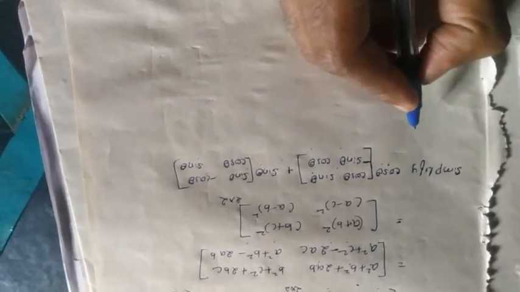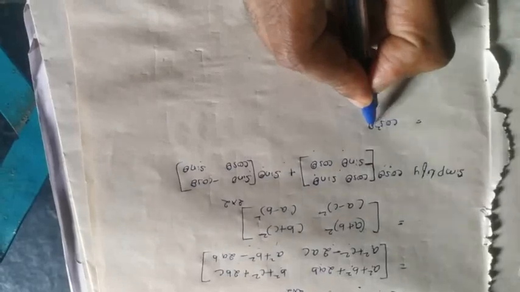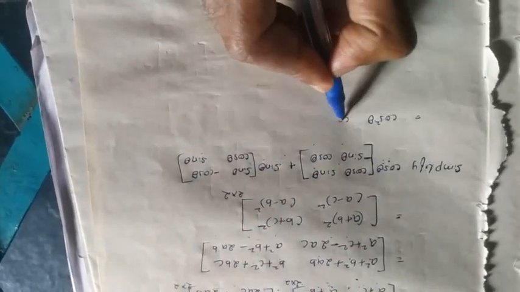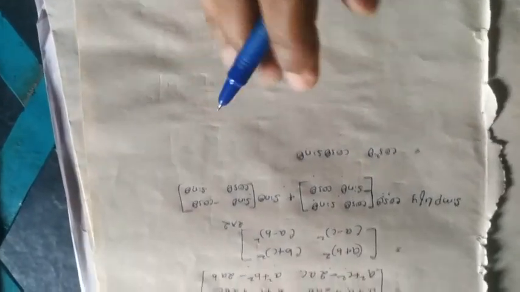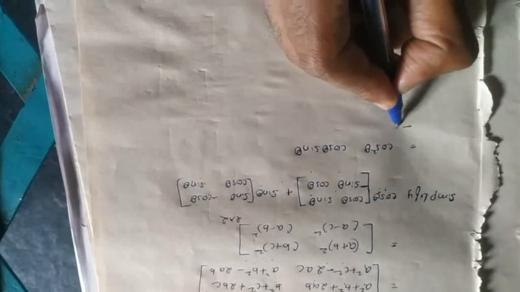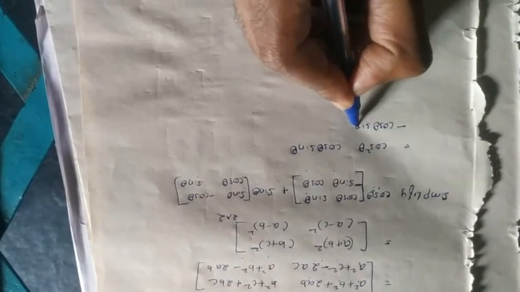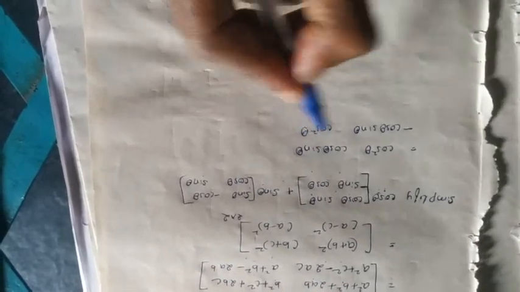That is what we are going to get here: cos theta into cos theta, cos square theta, cos theta into sin theta. Yes. Next, cos theta into sin theta, plus into minus I will take outside, minus cos theta sin theta. Then this is cos square theta. So this is the one matrix we get.